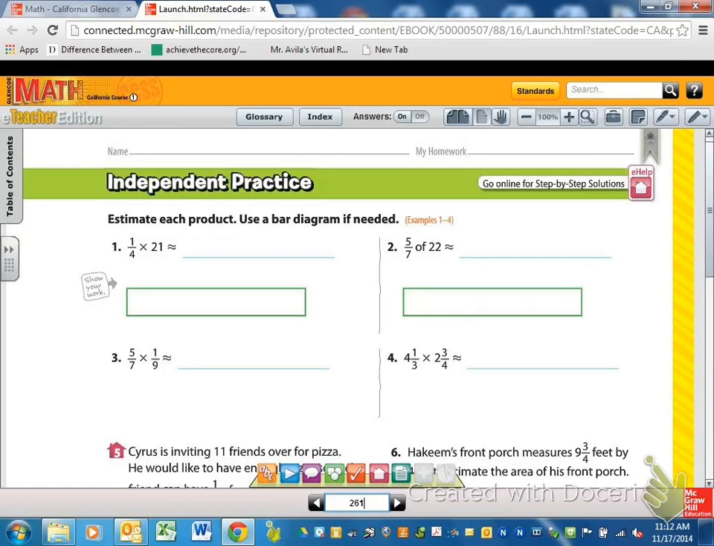Here's number 1 from their homework, 1/4 times 21. 4 cannot go into 21, so I'm going to make this 1/4 times 20, because I know 4 can go into 20 5 times.